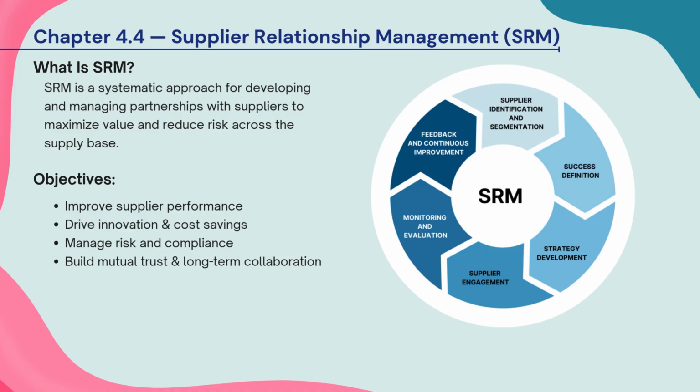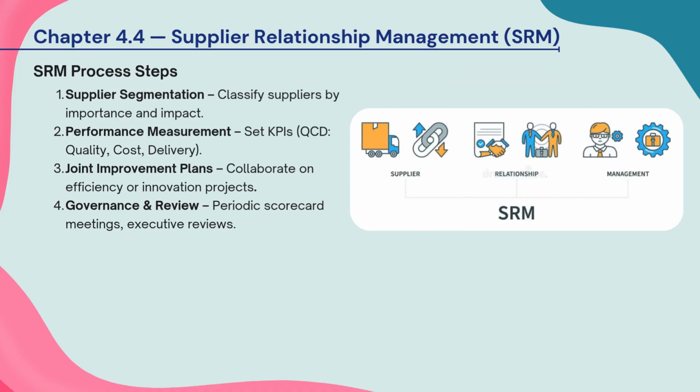and minimal risk. Key objectives include improving supplier performance, driving innovation and cost savings, managing risk and compliance, and building trust for long-term collaboration. SRM helps organizations move beyond transactional interactions to strategic partnerships. This slide outlines the key steps in the SRM process.